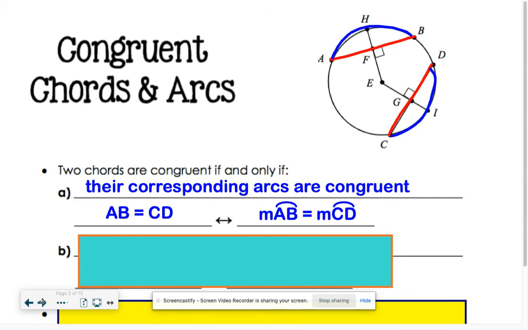So in a problem, if I was told that arc AB, let's say, was 30 and arc CD is 30, then we would automatically know that those chords AB and CD are the same. Okay? So if their arcs are congruent, then the chords are congruent. Okay, that's that first bullet.